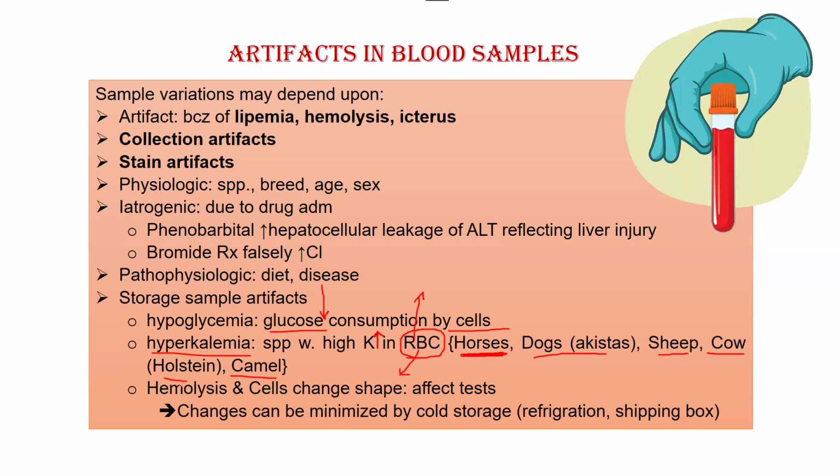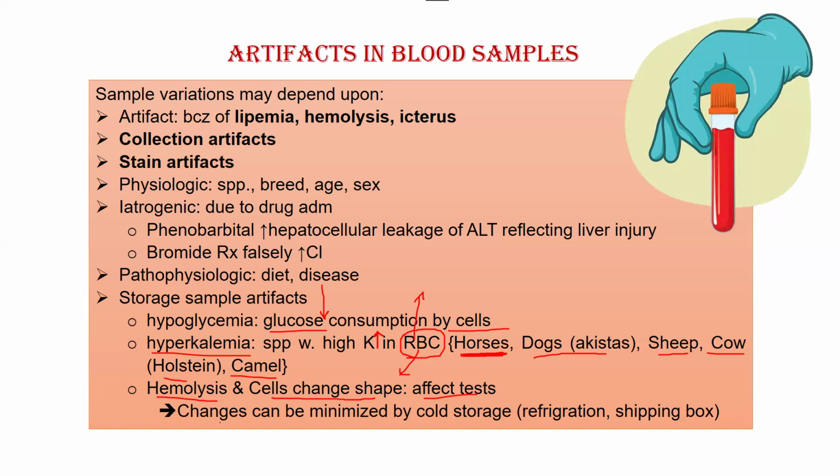Next, our next artifact in storage sample is hemolysis and cell shape change. If you have a stored blood sample, hemolysis will happen in it, and the cells will change their shape, that will affect the test.